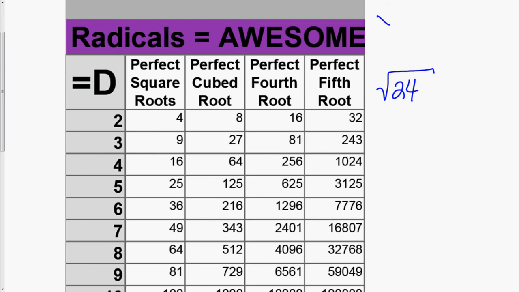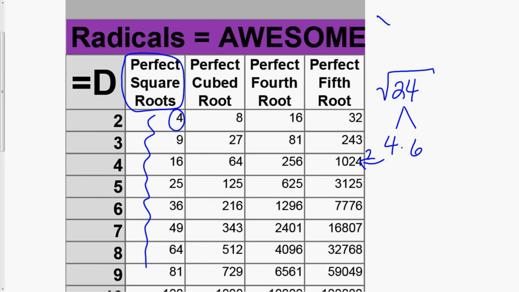So what I do is I come over here to my perfect square list, and I look down my list of numbers, and I'm going to see, is there a number that goes into 24? And I want to find the highest one. Well, 4 goes into 24 evenly. So I will say, okay, well, 4 times 6 is 24. Now, I can take the square root of 4 because the square root of 4 would be a 2.